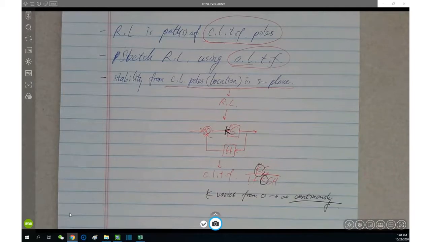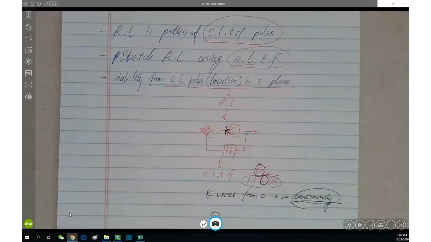You can imagine once we change the K value, the denominator polynomial of the closed loop transfer function is going to change. You have different polynomial, you have different roots, which are nothing but the closed loop transfer function poles, right? They're going to change. Your K value is changing continuously, so do those poles' locations. Therefore, you are seeing a path, or say forming a path. This is how we come up with the root locus.